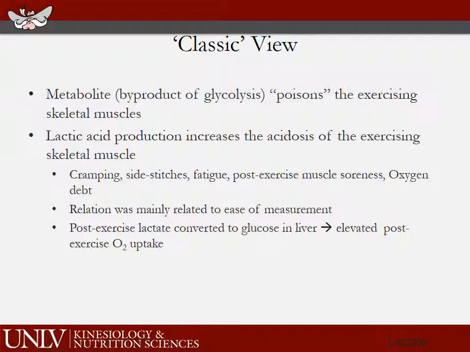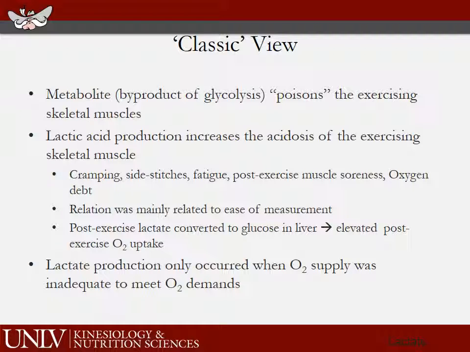So let's go over the class review, and this is probably what everybody in the class has thought about with lactate. It's a metabolite or a byproduct of glycolysis. Now, it's thought of to be a poisonous byproduct of exercise in skeletal muscle, lactic acid production. This acidosis is that pH balance in the exercising skeletal muscle, and that's where it's been related to cramping and side stitches.